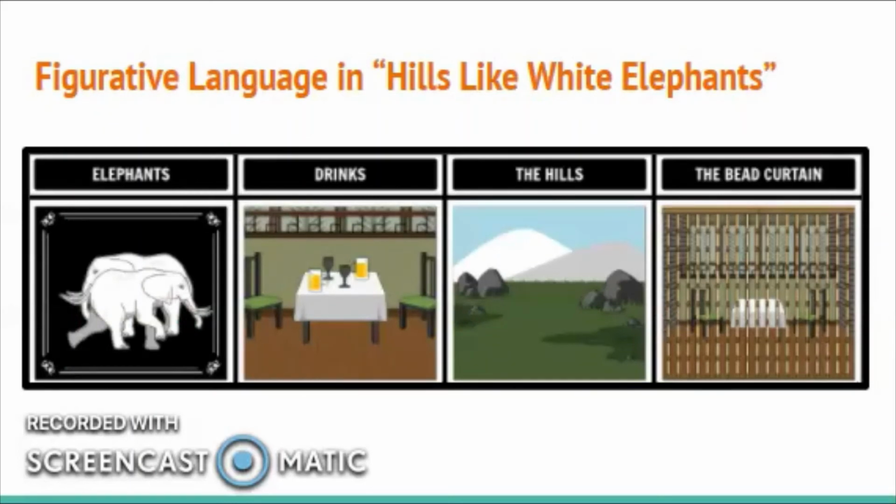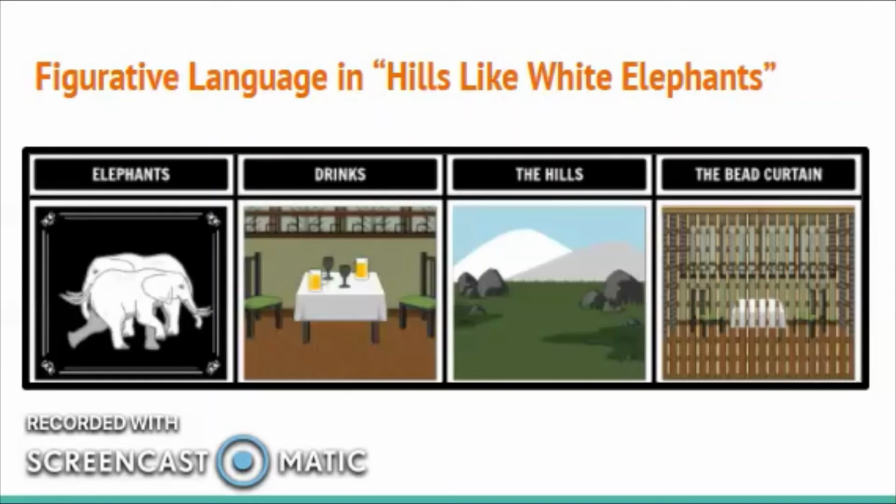Hills Like White Elephants is rich in figurative language because, like I discussed earlier, the title itself is an example of figurative language. It's an example of a simile. So Jig describes the hills as being like white elephants, and there's multiple layers to analyzing this. First off, you can look at it as a simile. Jig is comparing two unlike things using the word like or as. She is comparing hills to white elephants.